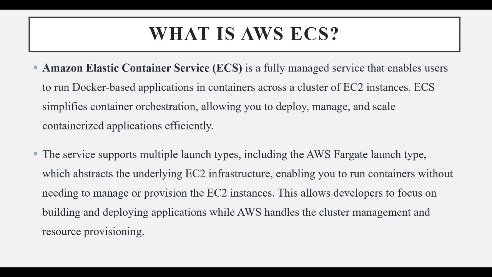Amazon Elastic Container Service is a fully managed service that enables users to run Docker-based applications in containers across a cluster of EC2 instances. ECS simplifies container orchestration, allowing you to deploy, manage, and scale containerized applications efficiently. So ECS is a fully managed service, and we can run Docker-based applications in containers on EC2 instances.